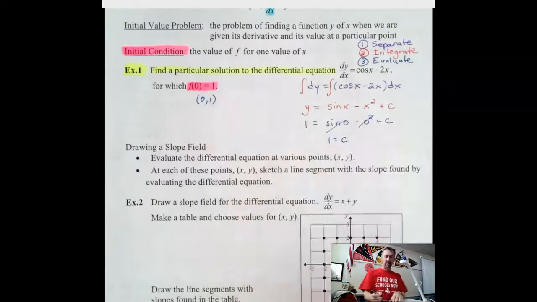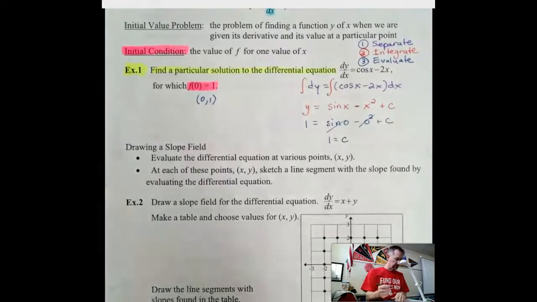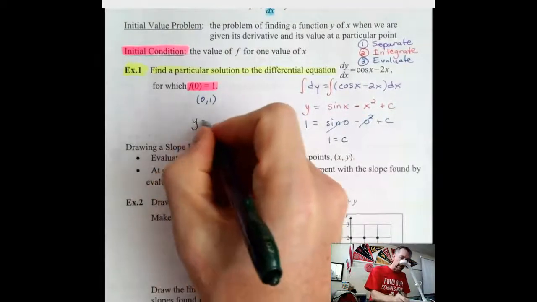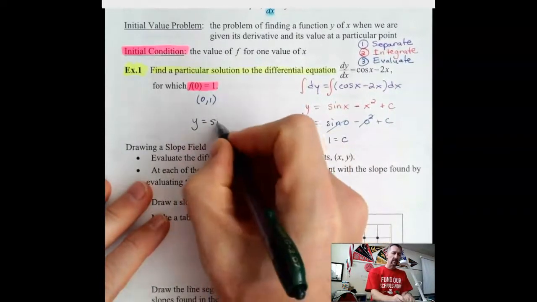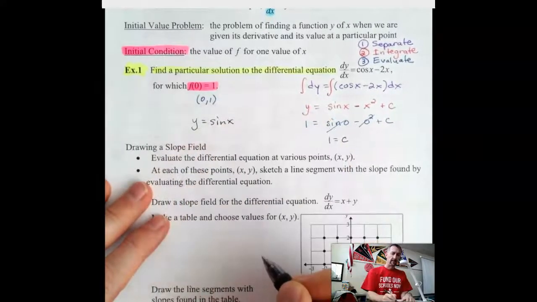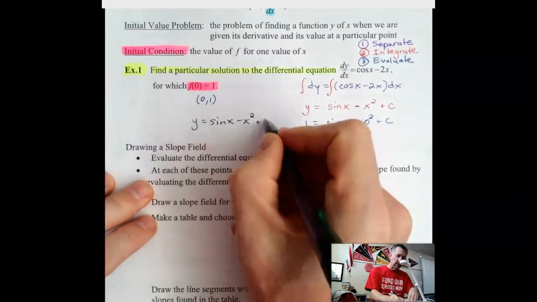And then the last step is to write your answer. So our answer here would be y equals the sine of x minus x squared plus 1.